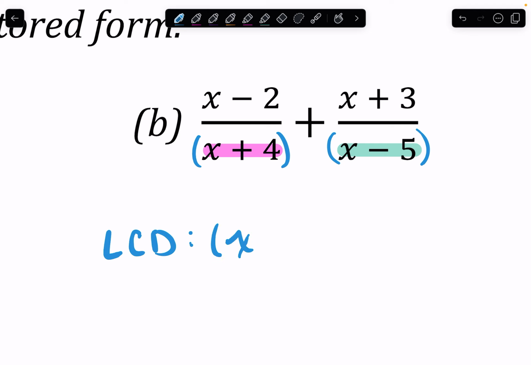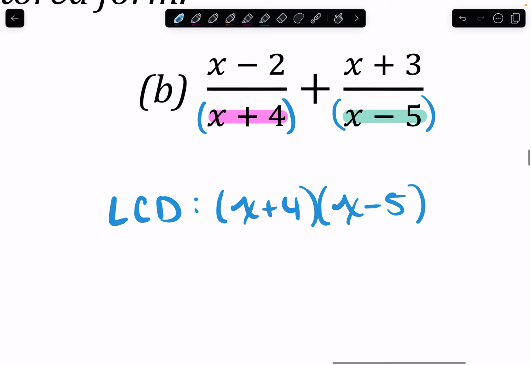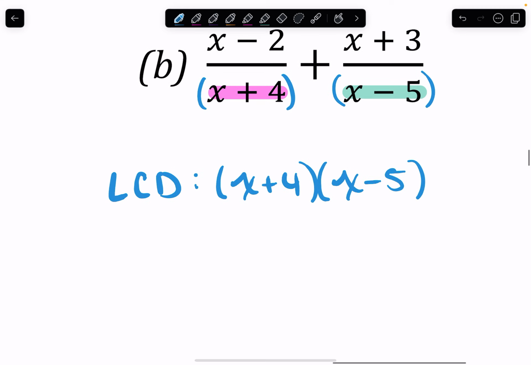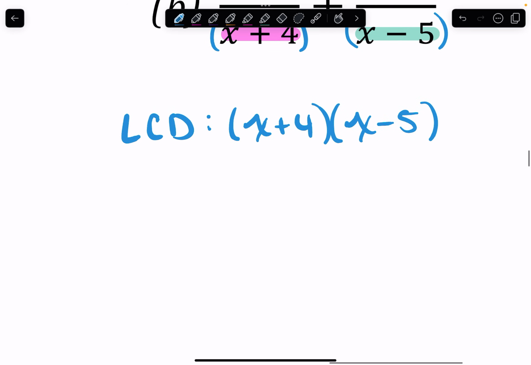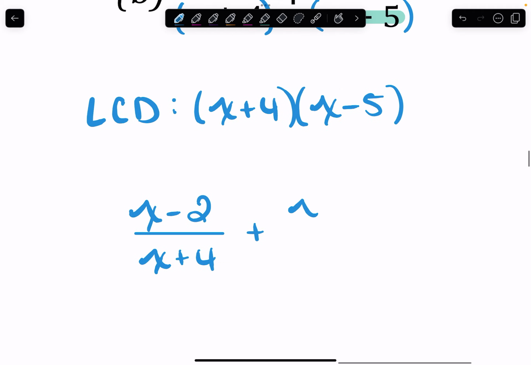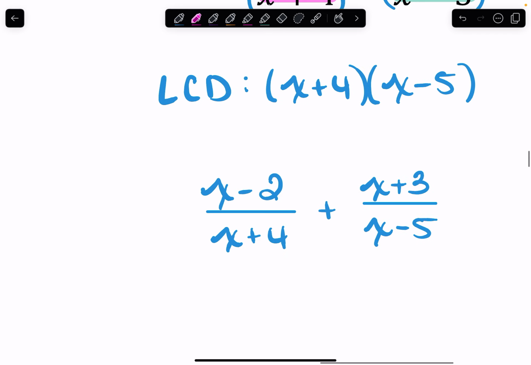So first one I run into is x plus 4. Second one from the denominator is x minus 5, which is different. So we're going to use both of these. So the goal is we have to get both of these in our denominator. So let me recopy that problem. x minus 2 over x plus 4 plus x plus 3 over x minus 5. So I need to multiply each fraction.